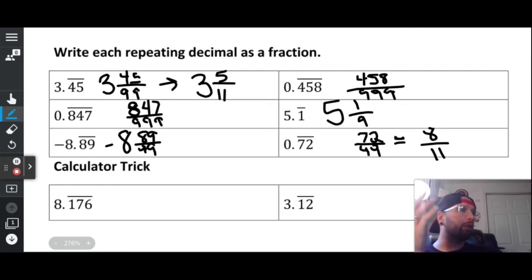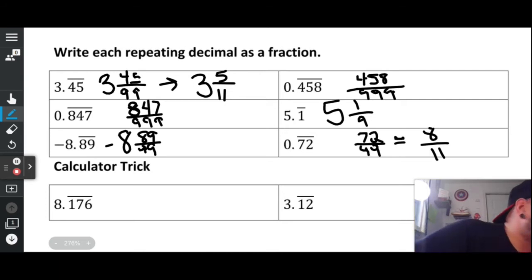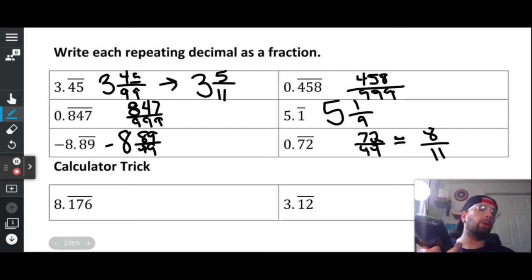Now there's a calculator trick here. Do I have a TI-84 Plus sitting around? That's my TI-89. Let me see if I have a TI-84 Plus just lying around somewhere. I thought I did. Where is it? I have a TI-83 Plus, which does the same thing. It's going to be the same trick. So here's the calculator trick.